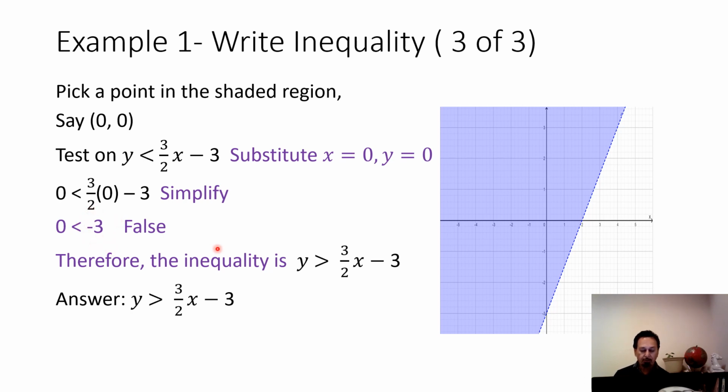So therefore, our desired inequality is not this one, but the other inequality, y greater than minus 3 over 2 times x minus 3. So the answer is, the shaded region is represented by y greater than minus 3 over 2 x minus 3.